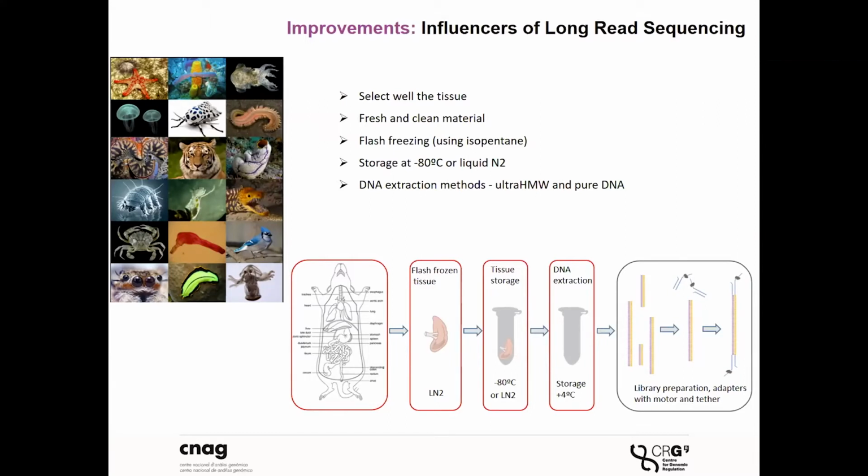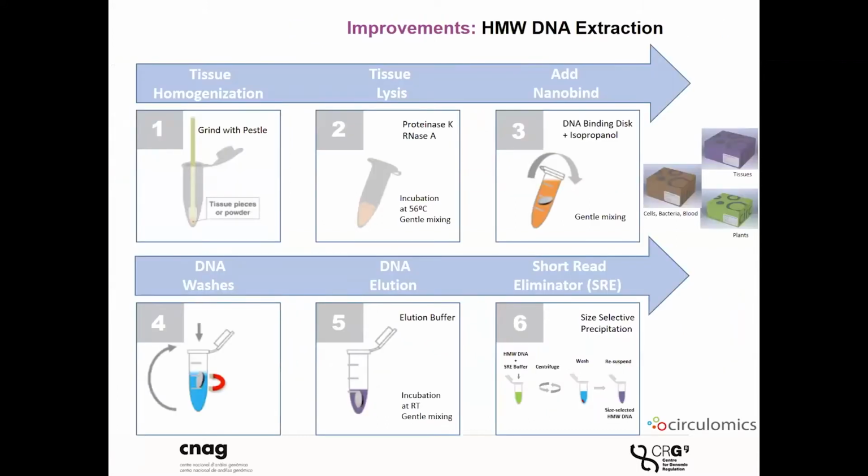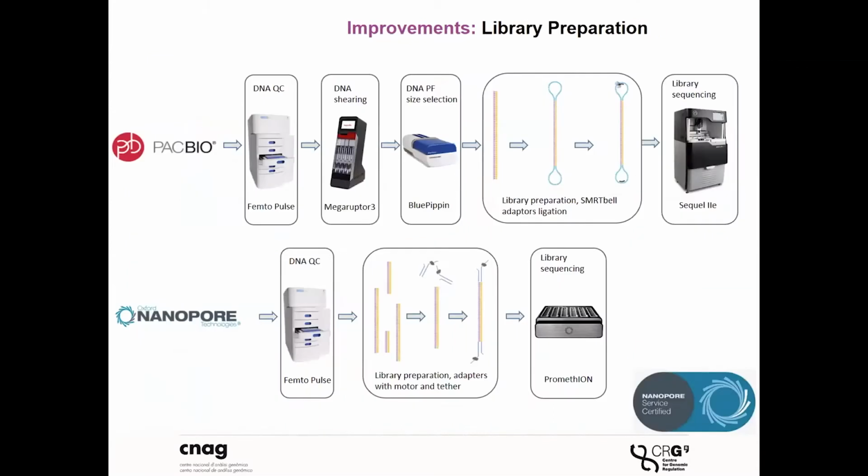We are using at CNAG a lot of the Circulomics kits for the extraction, and that is using the Nanobind disc where the DNA is being bound. And then after the elution, we also perform the Circulomics Short Read Eliminator that is based on precipitation, the size selection. So with this material, we start to prepare the libraries. And so leave the libraries really for the experts who are in particular in close vicinity of the sequencer.